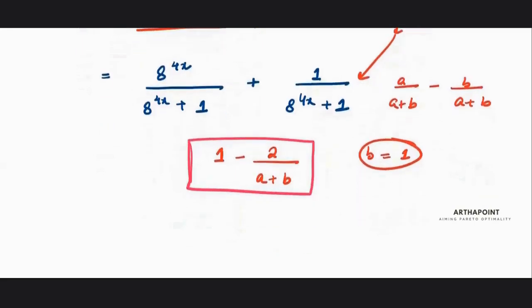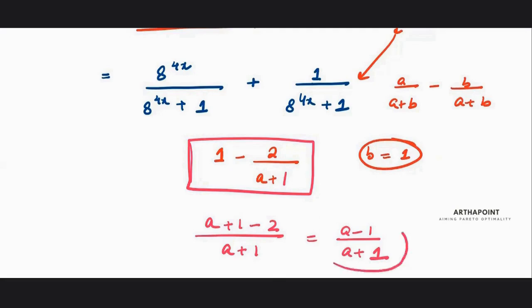Now this is easy to see, because if my b is 1, then this is just a plus 1 minus 2 upon a plus 1. So this is a minus 1 upon a plus 1. But when I write a minus 1 upon a plus 1 in this format, 1 minus 2 upon a plus 1, I have simplified it a lot, because now I'm just going to have my x term in this.